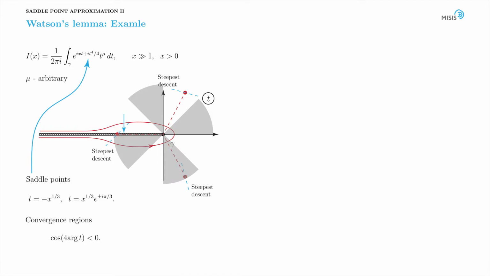But, apart from these, we now realize that we also may have the potential contribution from the vicinity of the origin. Indeed, the exponent function at t of the order of 1 over x is dominated by the first linear term. The convergence region for the integral is the disk of radius 1 over modulus of x centered at the origin. And we basically may apply Watson's lemma for loop integrals.